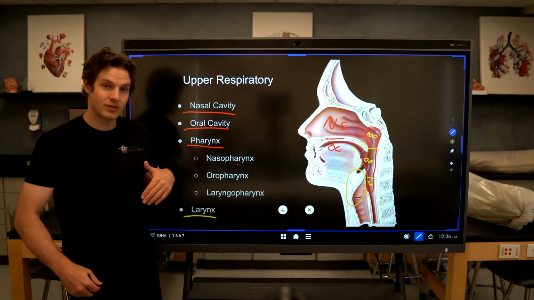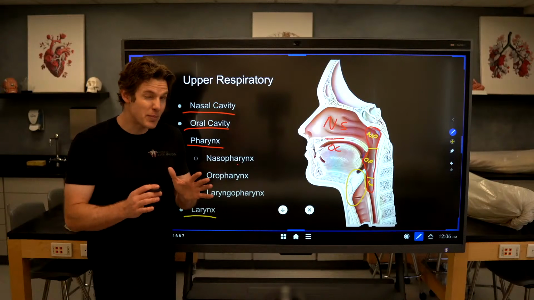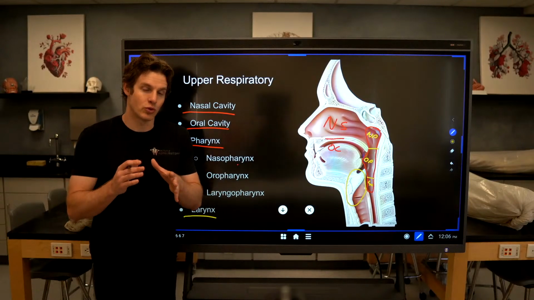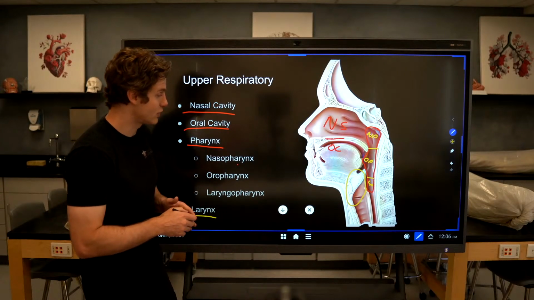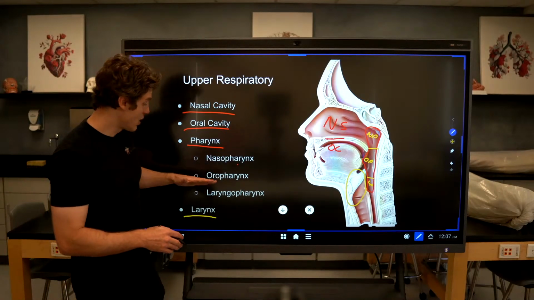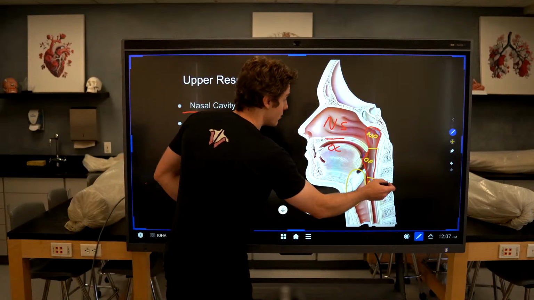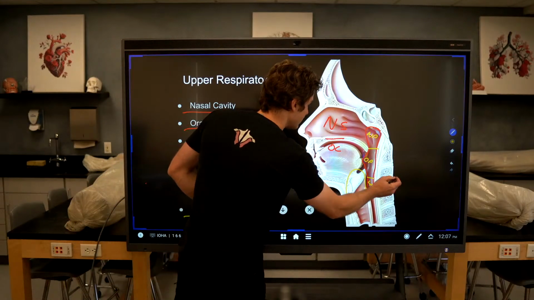But the larynx is the voice box, and we're going to talk a little bit about sound production, not a ton. I'll show you some cool things on the actual cadaver dissection in just a little bit. But that takes care of the majority of our upper respiratory passageways, moving into the transition with the larynx where we move down into the lower respiratory passageways.